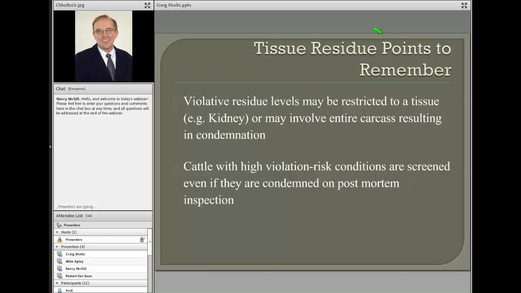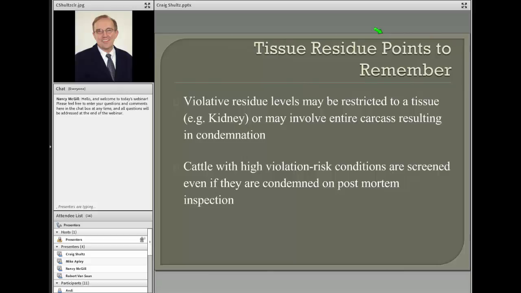A few more points. Violative residues may be restricted to an individual tissue, and this is difficult for producers to grasp. Why did I receive a violation notice on my cow, yet I received a check for her? That's because in some cases we only have the distribution of this residue in the liver or the kidney or maybe both organs, but it didn't make it to the muscle tissue, and therefore the muscle tissue is passed.